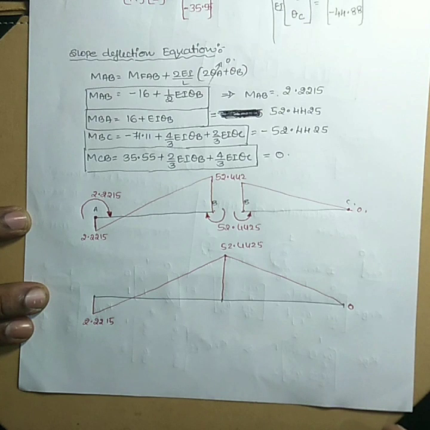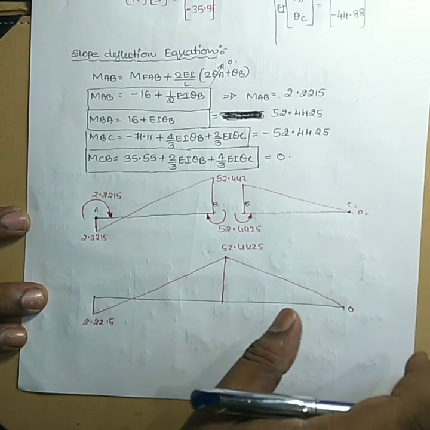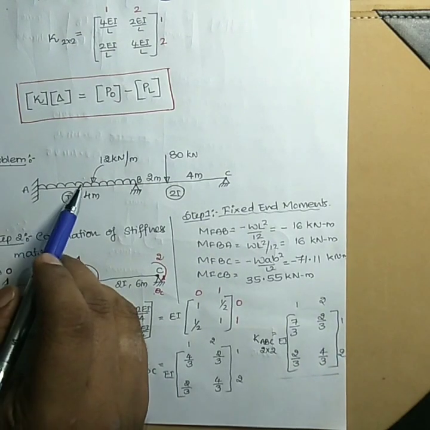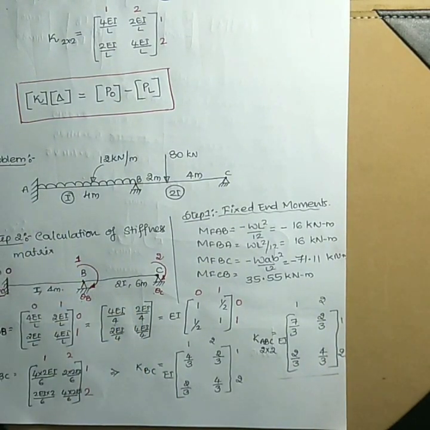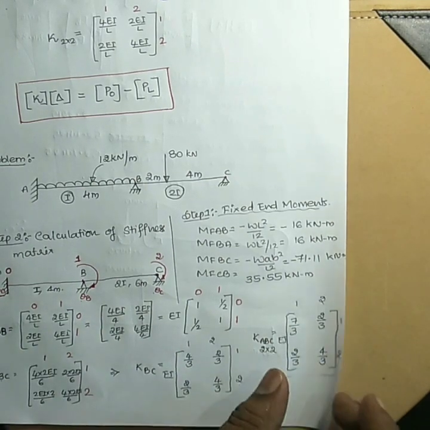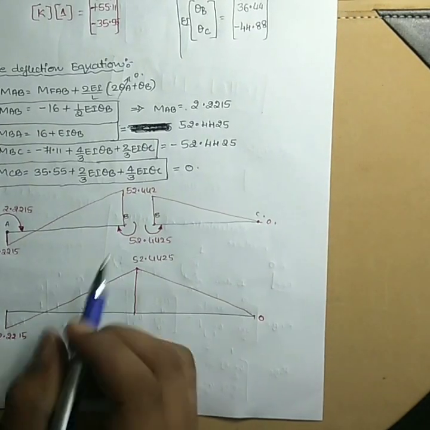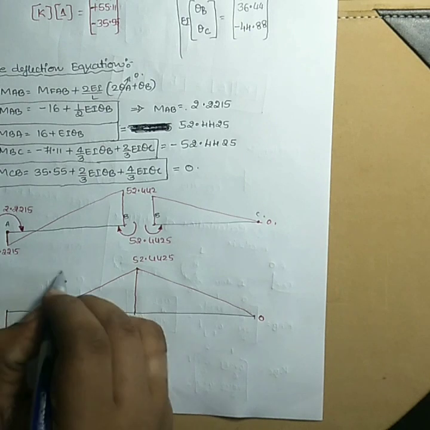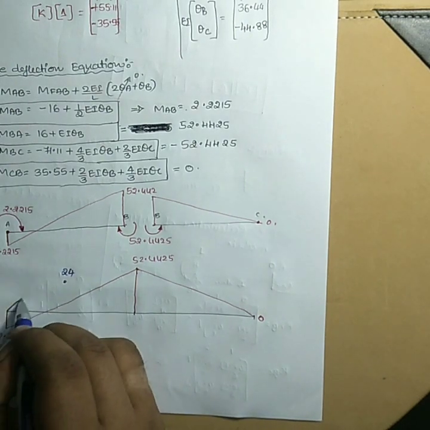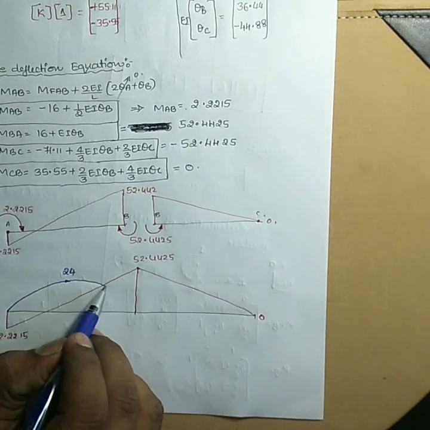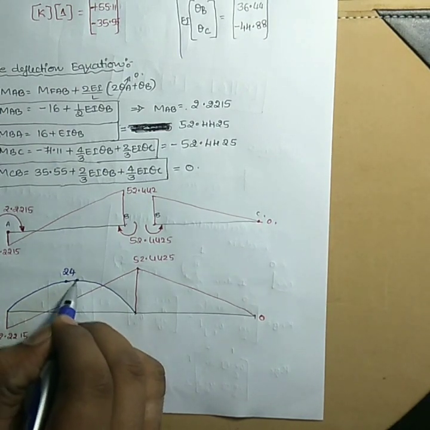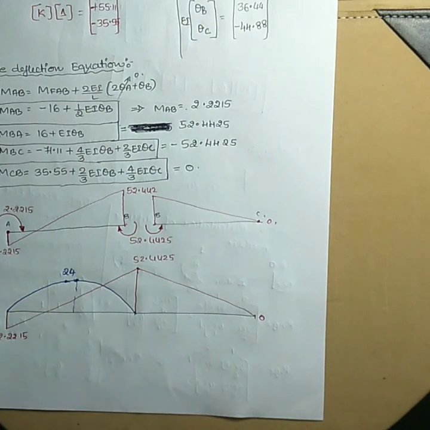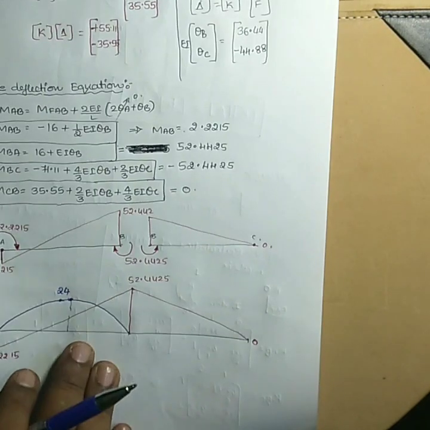For the simply supported bending moment diagram, you have a uniformly distributed load of 12, so WL square by 8 is 24, so you need to overlap this with 24. It may come somewhere here, this value is 24, so you overlap the simply supported bending moment diagram for AB, and the maximum value is 24 in the center. Similarly, you need to overlap here with simply supported bending moment diagram for BC.